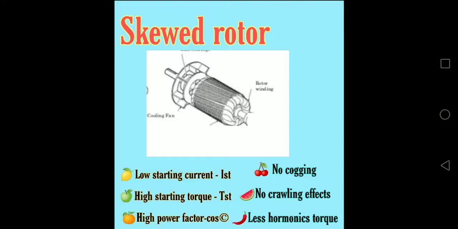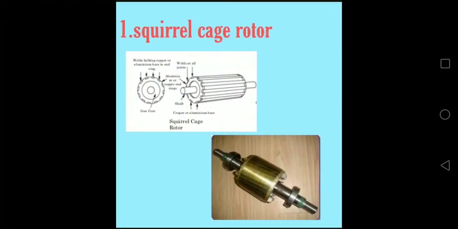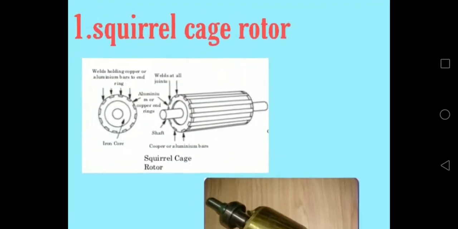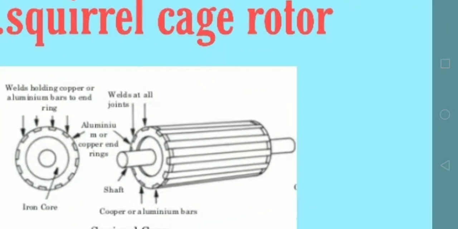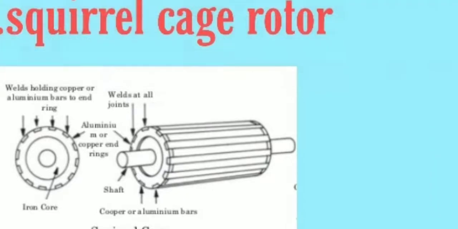When it is inclined to the shaft, so if you want to clear the image, see here, this one is a squirrel cage rotor. Straight copper bars are straightly fixed to the shaft. It is a squirrel cage.